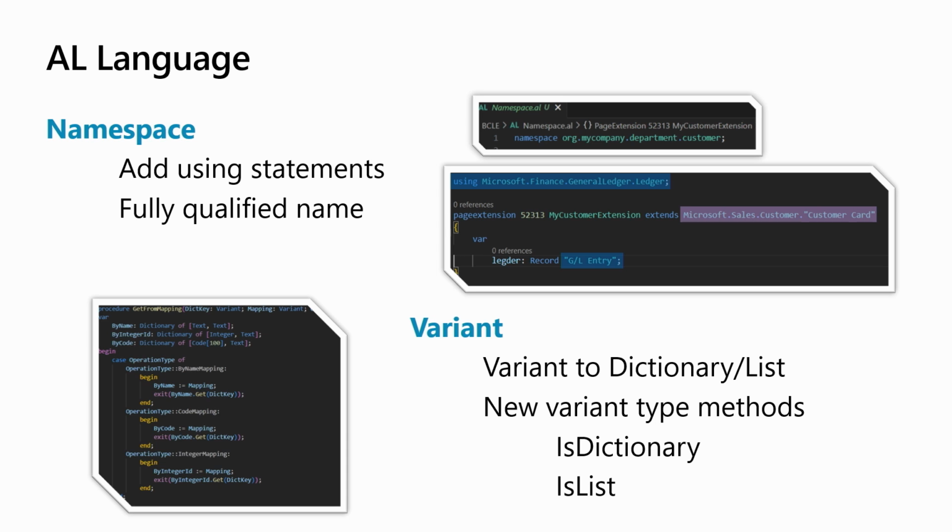Moving on to something maybe less noticeable in the changes we've done, and that is the fact that we now allow you to implicitly convert variants to dictionaries and lists. And as part of that, we added two new methods in the variant type, IsDictionary and IsList.